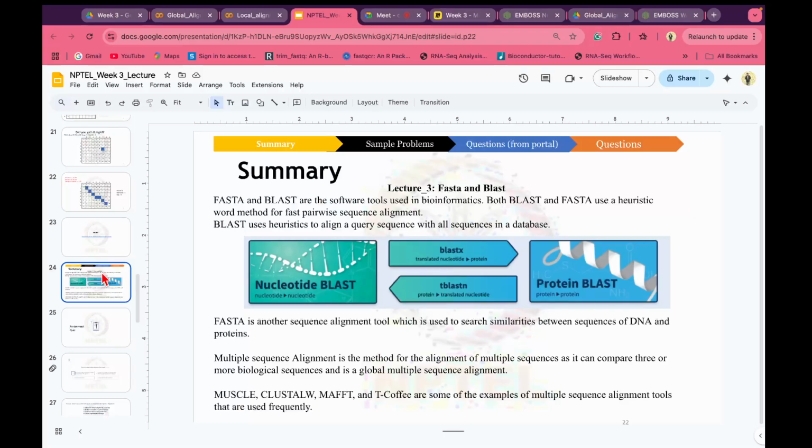So BLAST uses a heuristic word search method which rapidly tries to identify local alignments between the sequences. These strategies involve efficiently searching the databases for high scoring segment pairs, that is HSPs, based on sequence similarities.